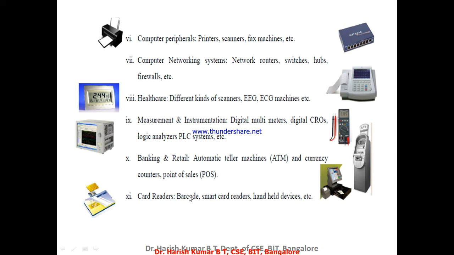And then the card readers, say for example, again the barcode reader, which is used in the majority of the malls, smart card readers, and the majority of the handheld devices. And the pictures are also there. You can have a look at the pictures.